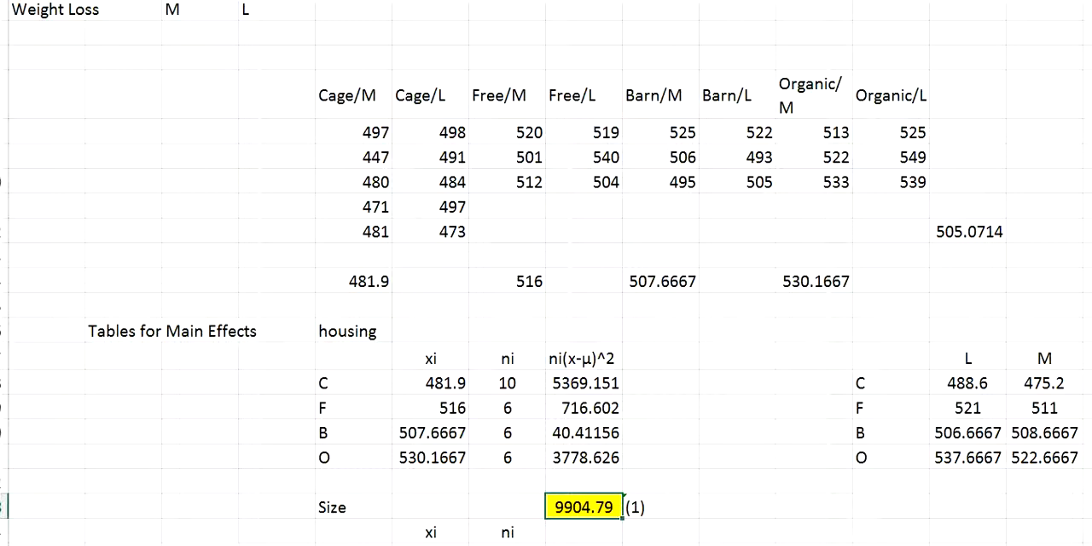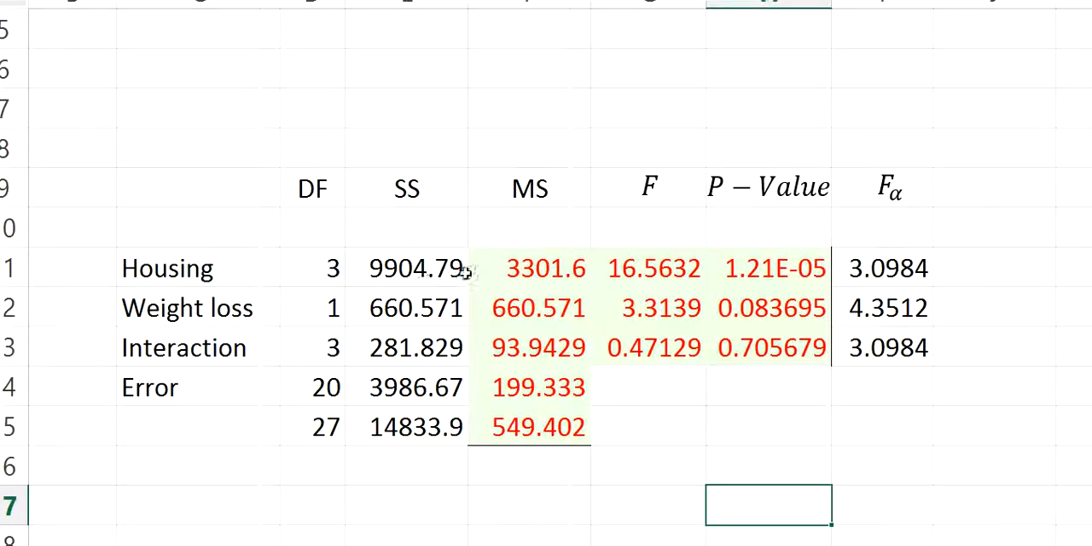Now I add these numbers. This gives me the sum of square of the main effect for the housing. Housing has 4 levels, 1, 2, 3, 4, so the housing degrees of freedom is 4 minus 1, which is 3. And the sum of square is 9904.79. Degrees of freedom is 3.